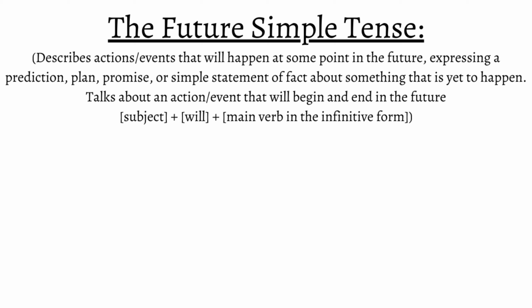In the subject-verb agreement, the structure of the future simple will have a subject, the auxiliary verb will, for all subjects, and a main verb in the infinitive form. Essentially, this makes the tense have an easy pattern because it's always the same. Subject plus will plus a main verb in the infinitive form.